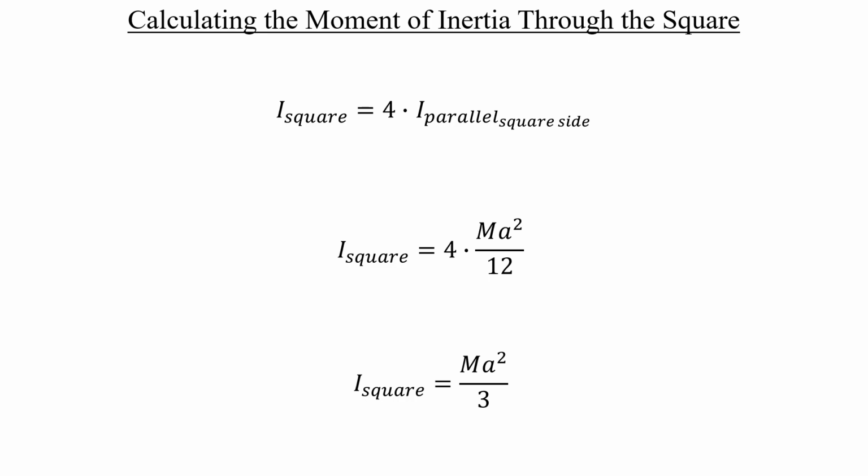And we can officially say that the moment of inertia of this square frame, the whole thing, about an axis through its center is equal to ma squared divided by 3. And that is how we apply the parallel axis theorem to problems like this one.